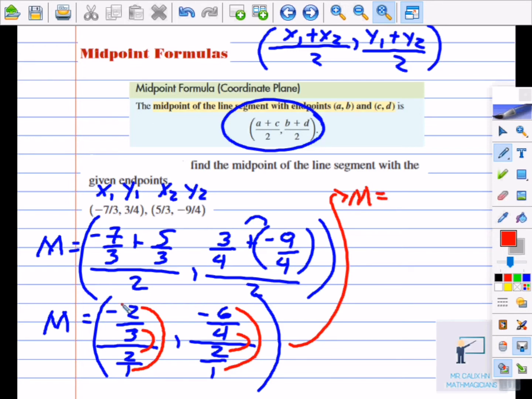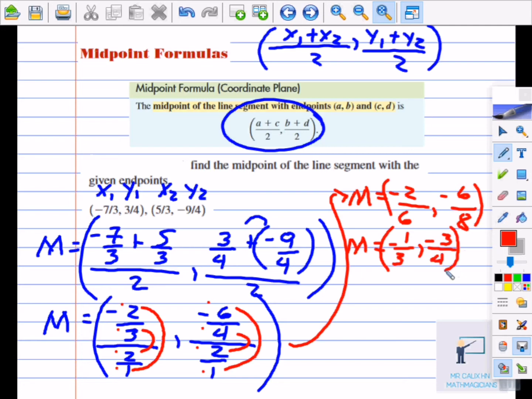If you evaluate, multiply those numbers, the outer and the inner numbers, your midpoint becomes negative 2 times 1 is negative 2 over 3 times 2 is 6, comma. Negative 6 times 1 is negative 6 over 4 times 2 is 8. Okay, so now what we have to do is simplify these points. M is equal to negative. We find the half of them. The half of 2 is 1, and the half of 6 is 3. And then we have the half of 6 and 8. The half of 6 would be 3, and the half of 8 is 4. So your answer would be negative 1 over 3, comma, negative 3 over 4.